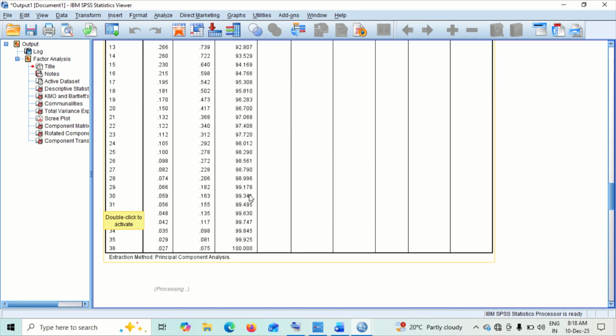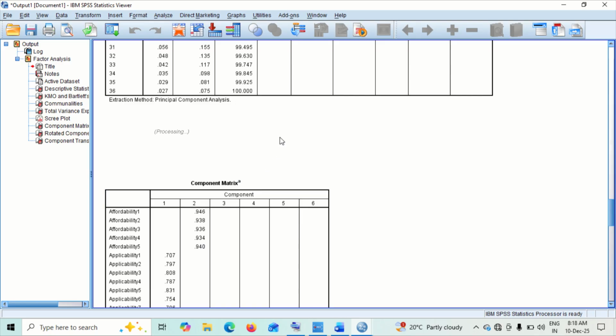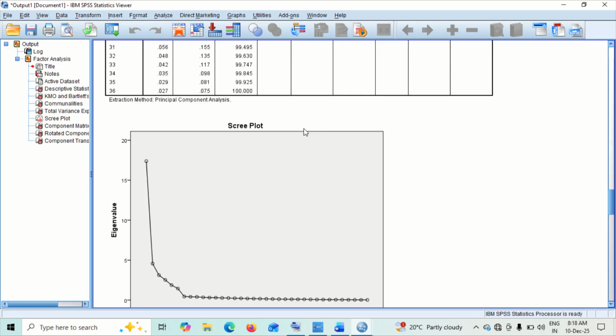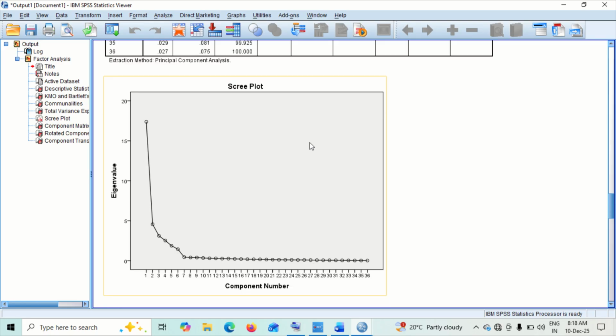And moving to the next, the scree plot. This is the result of the scree plot. Here we express the values of eigenvalue for different components. The first eigenvalue is 17 point something, then 4 point something, then 3 point something, and 2 point something, 1 point something, and again 1 point something. And the rest are all below 1 point.